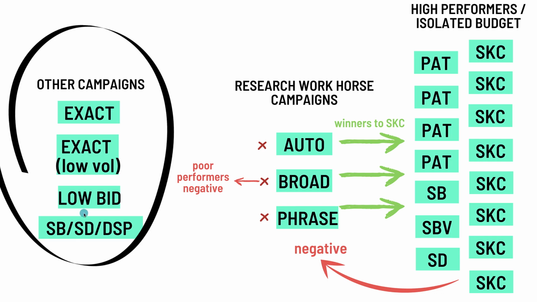And then again, if you want to get really sophisticated, we don't spend a ton of time experimenting with a lot of these types, but you could get into sponsor brand, sponsor display, DSP, retargeting, interest targeting, all that more mid to top of funnel activities. You can have those campaigns going on as well.